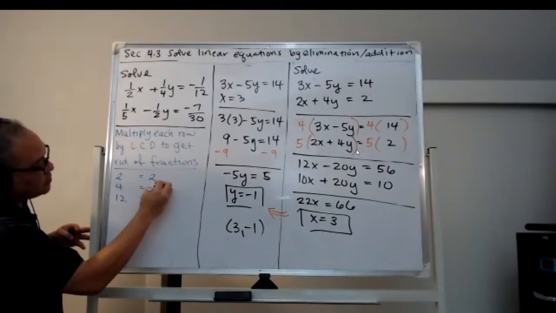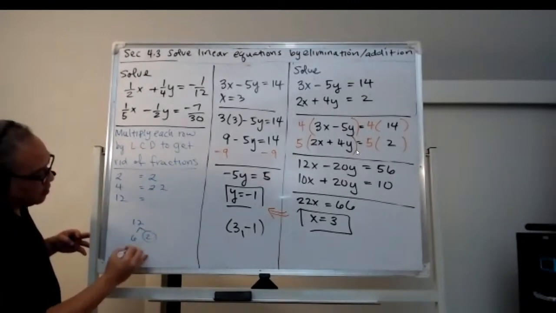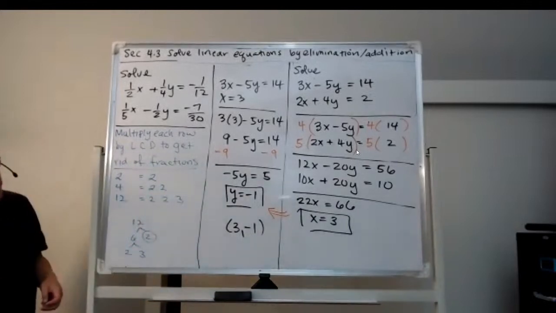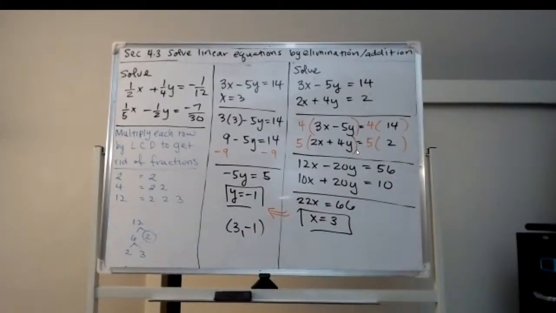4 is equal to 2 times 2, and 12 is equal to 6 times 2, but 6 isn't prime, so then 6 is equal to 2 times 3. Let people get a second to catch up and ask questions if they have it.